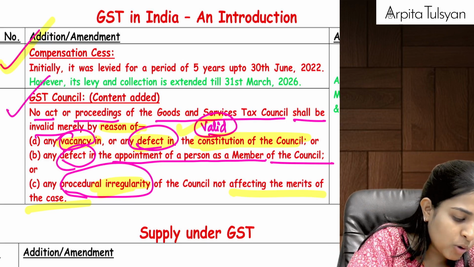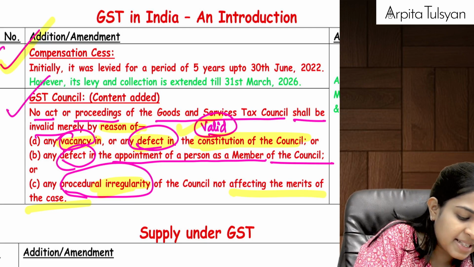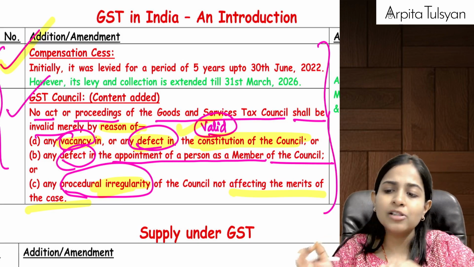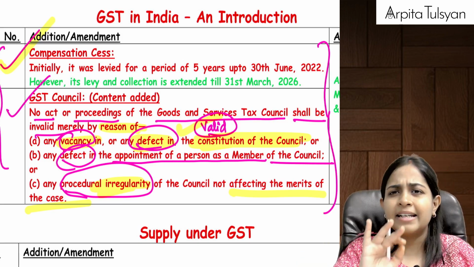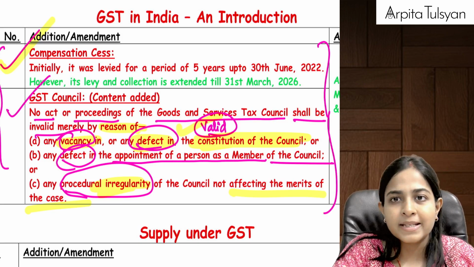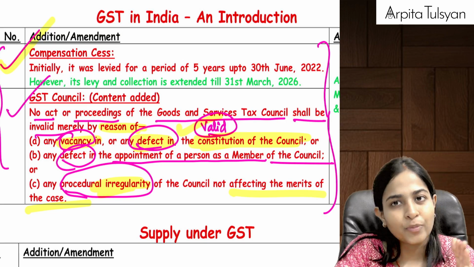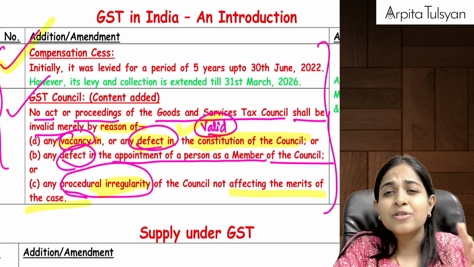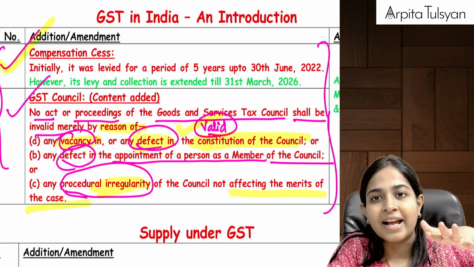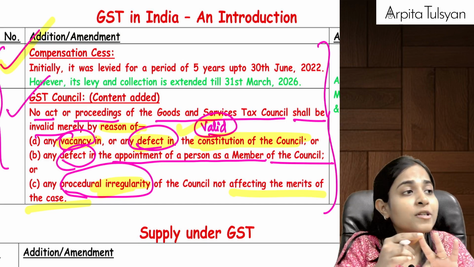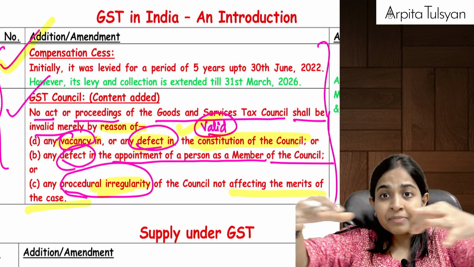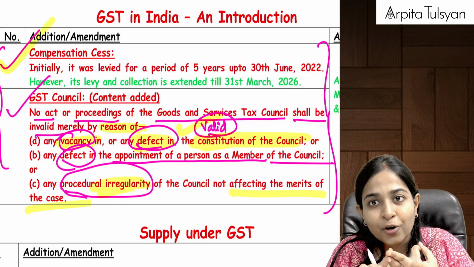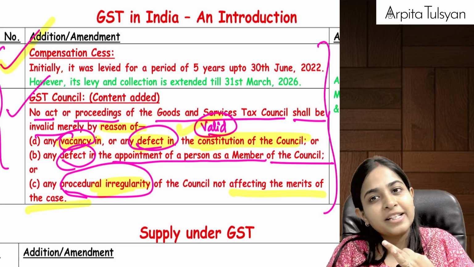So these two additions are not amendments actually, but these are the two additions which have been put in the ICAI material. So we have also included here. Just take a note of it. First one was compensation cess. Now it is extended till 31st March 2026. And second one is any work done by the GST council will not be considered as invalid just because of three reasons. Just because there is any vacancy or defect in the formation of the council, or just because there is any defect in appointment of any member, or just because of any procedural irregularity.